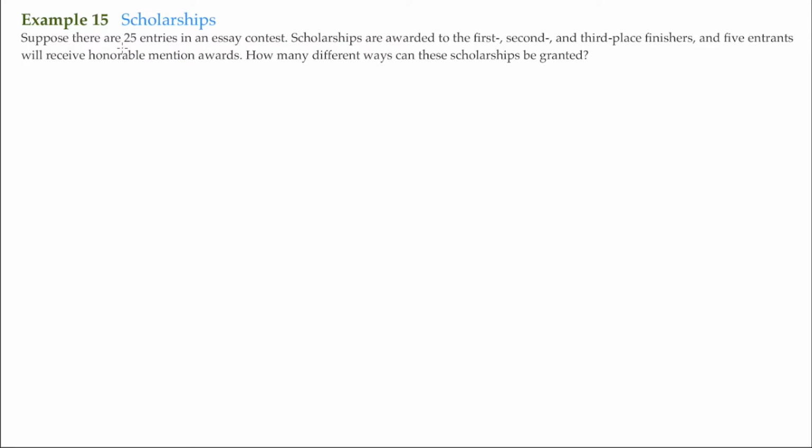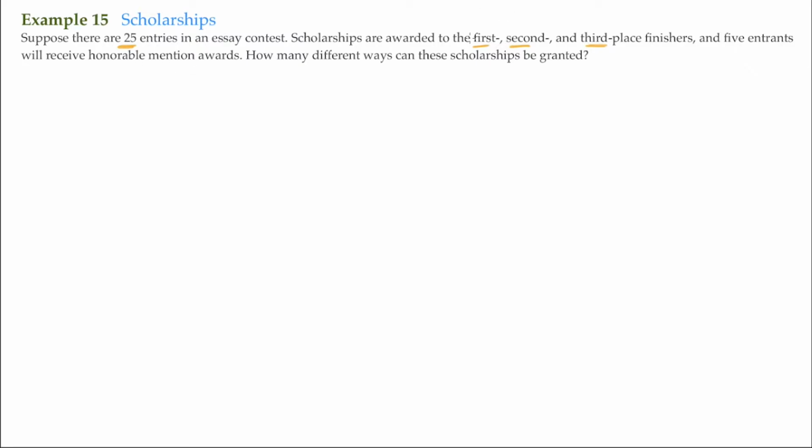We have these 25 entries that entered this essay contest. Scholarships are awarded to the first, second, and third place finishers. So this right here is going to be a permutation because the order matters, first, second, and third place finishers. Then we have these 5 entrants will receive honorable mentions. These are going to be combinations because whoever gets one of these honorable mention awards first is irrelevant.